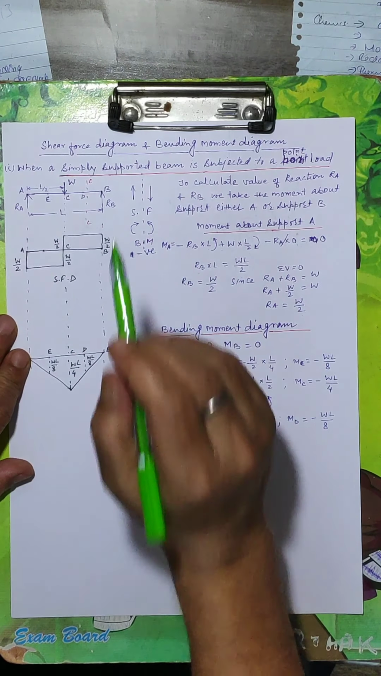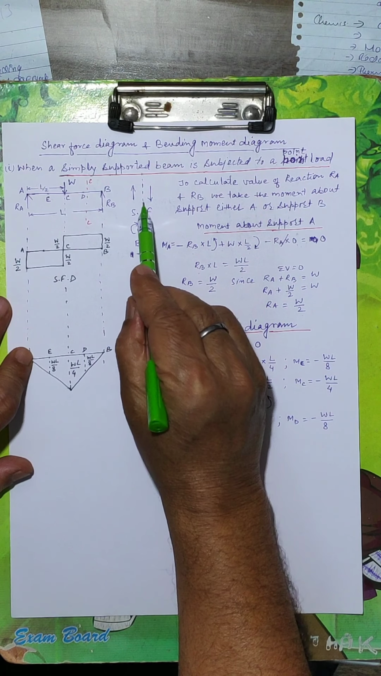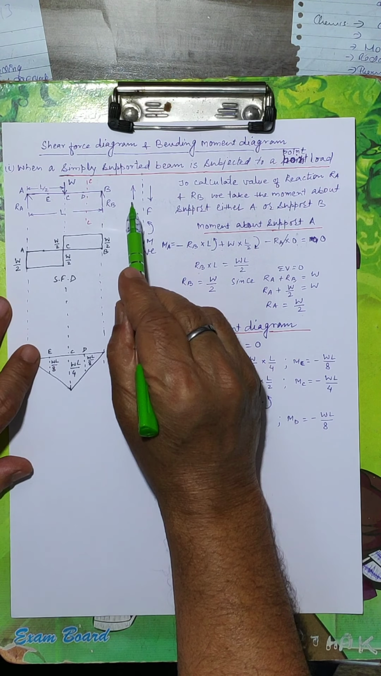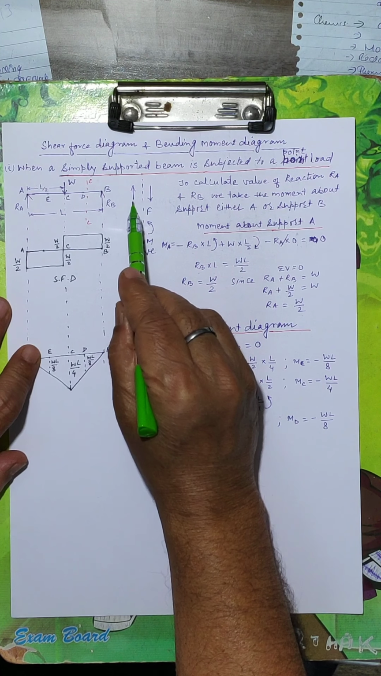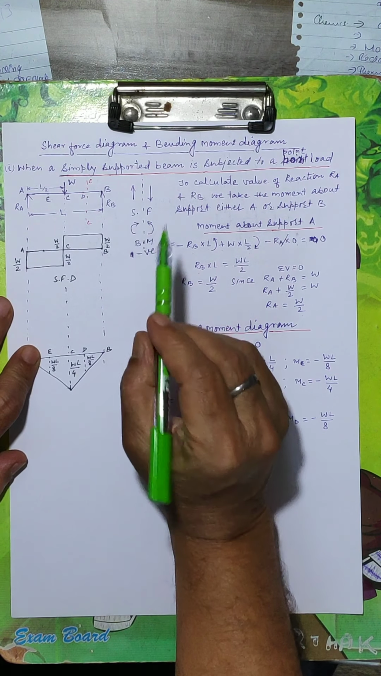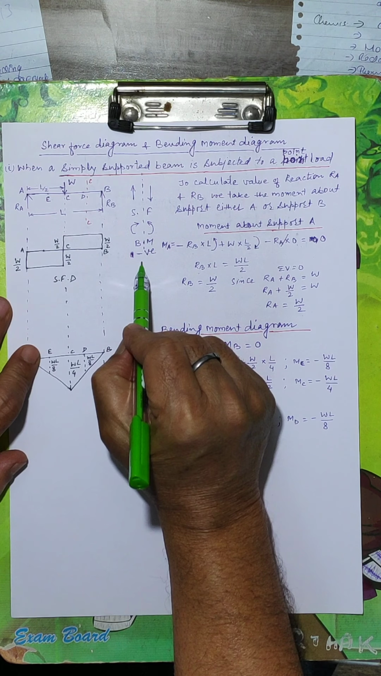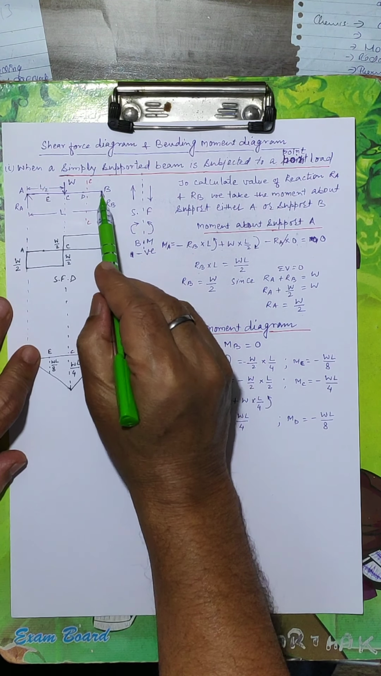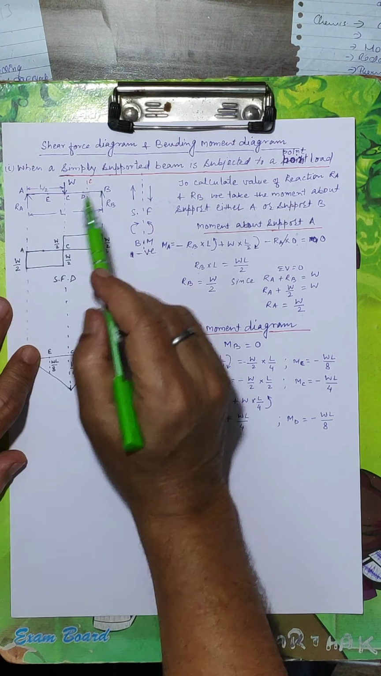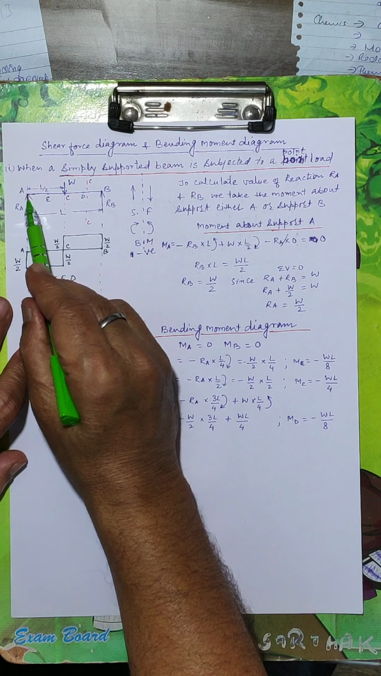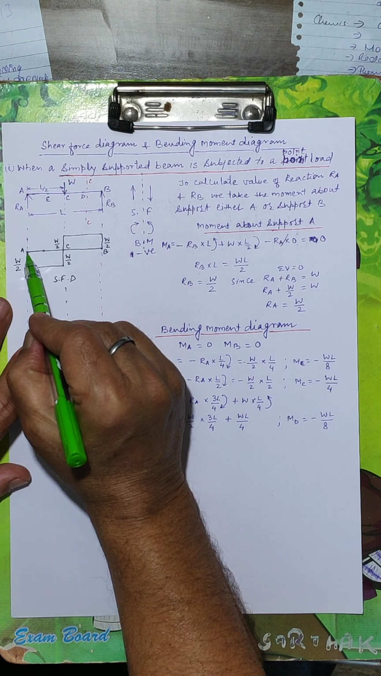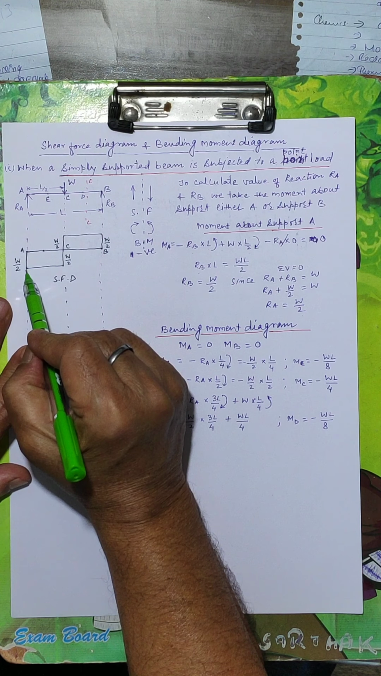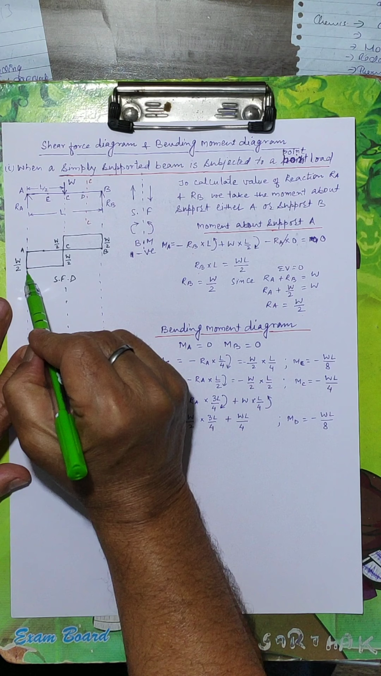Then the left side of this section, force on the left side of this section will be taken as negative. Section is at B, so RA will be negative. How much? W by 2. So we come down by W by 2.